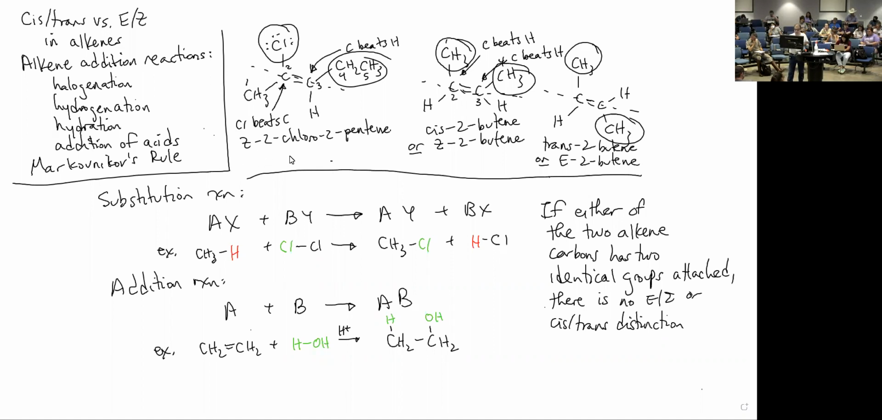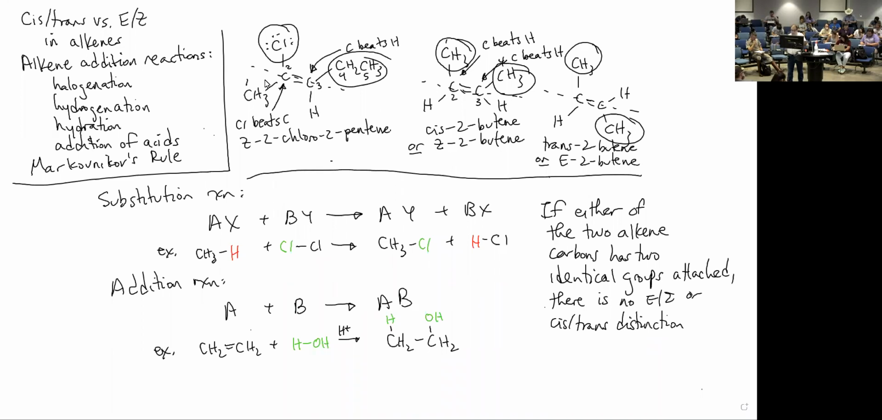So this would be Z-2-chloro-2-pentene, and I've numbered the carbon atoms for you. 1, 2, 3, 4, 5. Of course, you want to number closer to where the double bond is, if at all possible. And so I think that's the best name for that compound. So that's how you distinguish between stereoisomers.